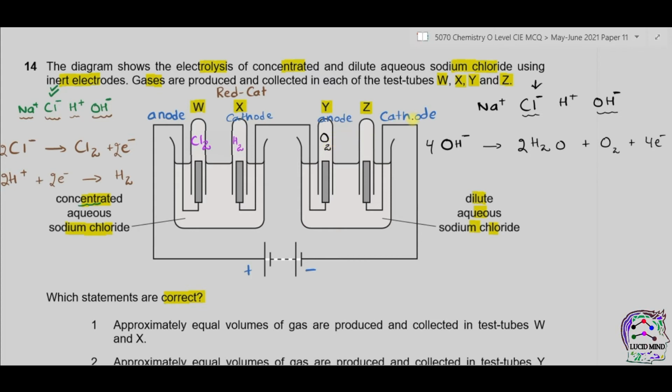Second reaction is reduction at cathode. Cations will move towards cathode. The reaction will be similar to this one. H positive ions are preferred in discharge as compared to Na positive, so H positive will gain electrons to form hydrogen gas.